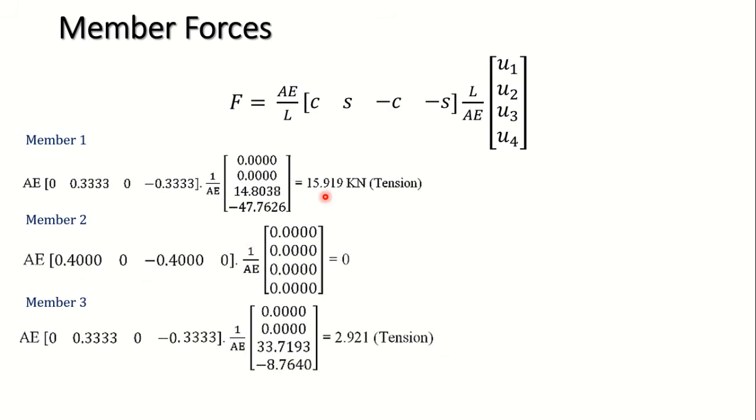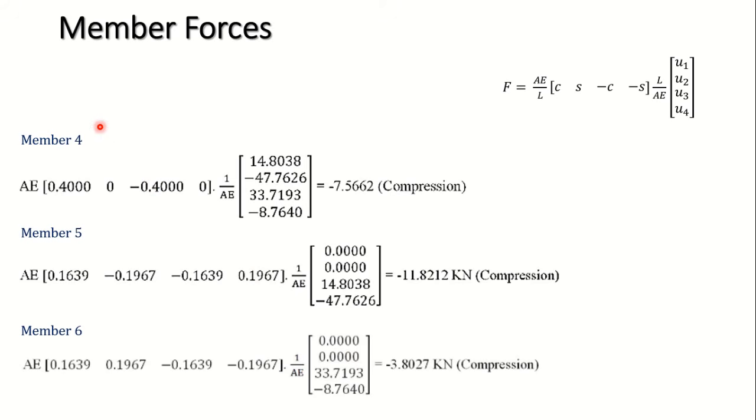On multiplication, we get the member forces. Member 1 carries a force of 15.919 kilonewtons and it is tension. If the value comes out positive, it is tension, else it is compression. For the second member, the horizontal member between the two supports, the force is 0. In the third member, the force is 2.921 tension, and similarly for the remaining members 4, 5 and 6, we are getting negative values, indicating that they are in compression.